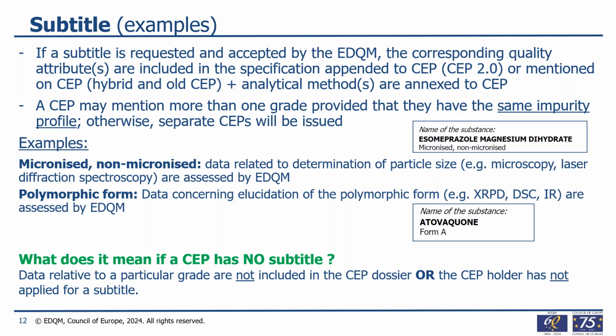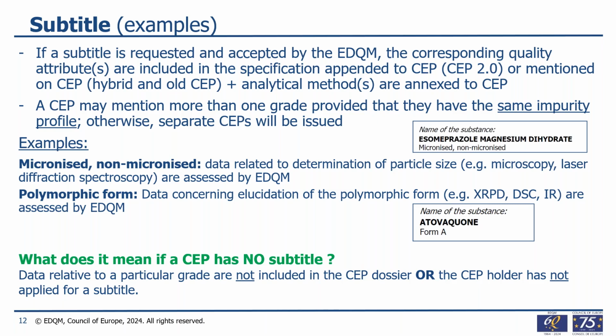CEP may mention more than one grade. In case the substance of these different grades, for example micronized and non-micronized, has the same impurity profile and the same specification is applied, not taken into account these tests which distinguish different grades. If the impurity profile is different, separate CEP applications should be submitted and separate CEPs will be issued.